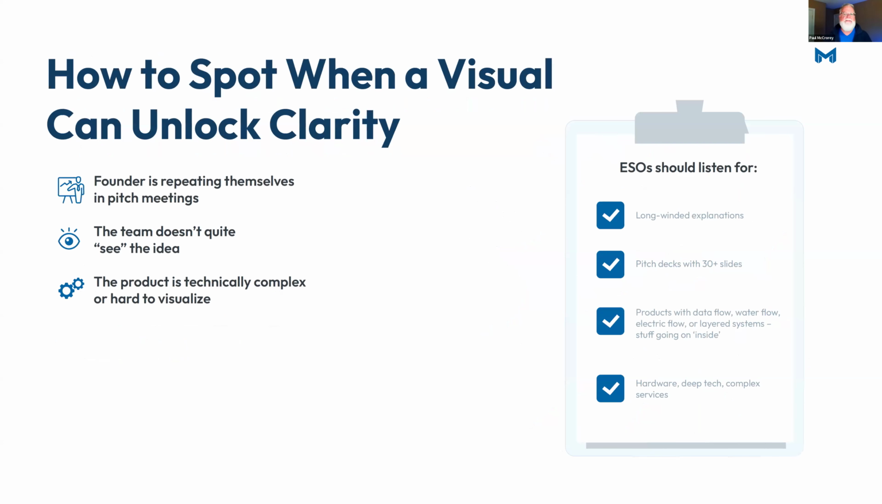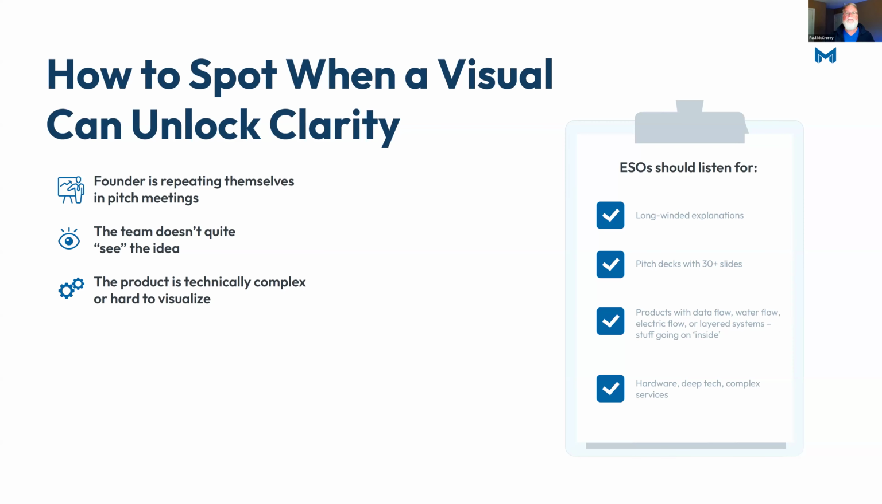I know we have some ESOs on here, and I've made this presentation with you guys in mind, because you work with startups all the time and advise them on various needs through the process. So I put together some things for you to listen for, to know when a project could really benefit from a visual. If you're seeing long explanations or confused teams or overloaded decks, it's a good sign that a visual can bring clarity fast.